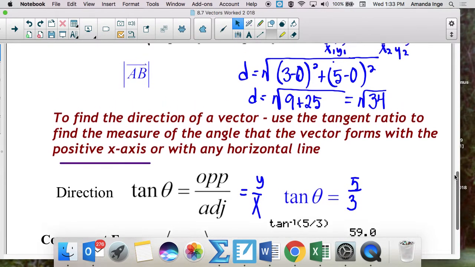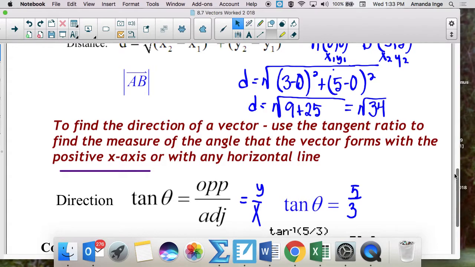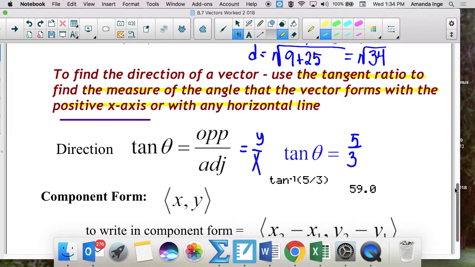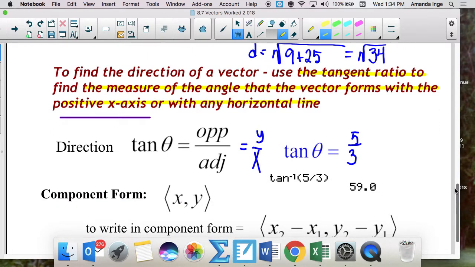So now let's talk about direction. To find the direction of a vector, we're going to use the tangent ratio to find the measure of the angle that the vector forms with the positive x-axis or with any horizontal line. So the tangent of theta is going to be the opposite over the adjacent, but all we need to remember is it's going to be the y value over the x value if it's in what we call component form.